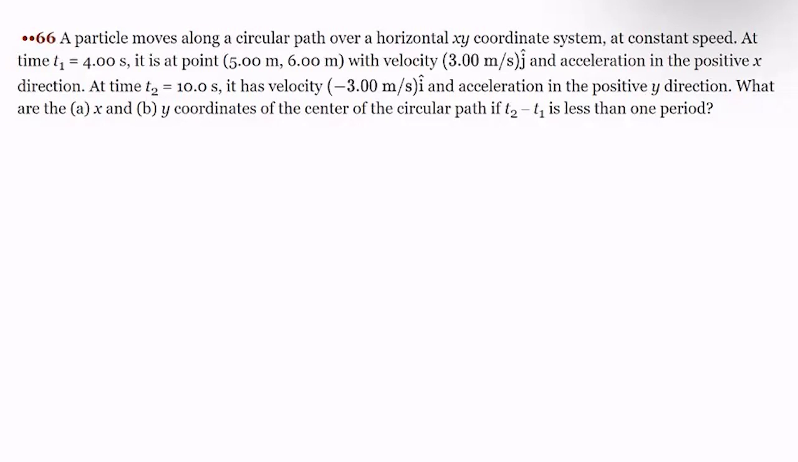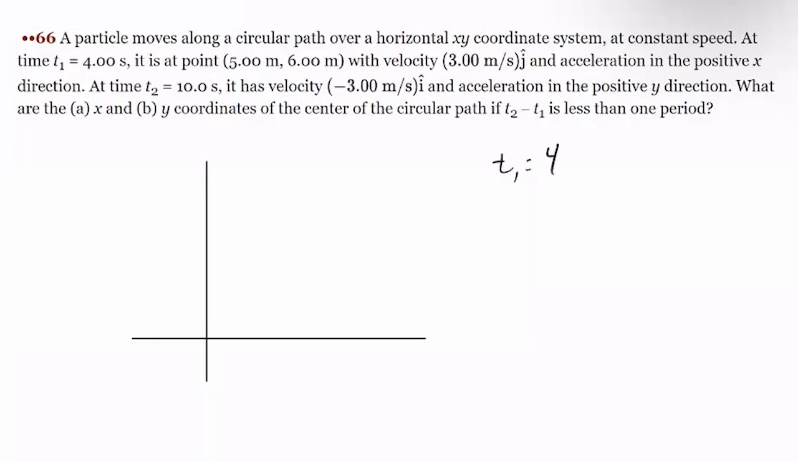In problem 66, we have a particle that moves along a circular path confined to the XY coordinate system. This particle has a constant speed, but since it's moving in a circle, it clearly has an acceleration, in this case, a centripetal acceleration. They give me information about the particle at time t equals 1 and at time t equals 2, and they ask me to find a bunch of information. So let's draw out our picture and write our given information.